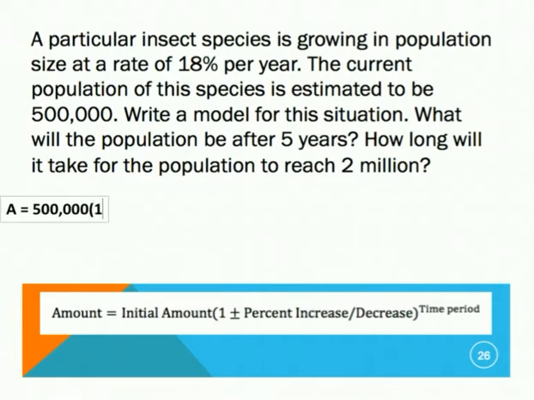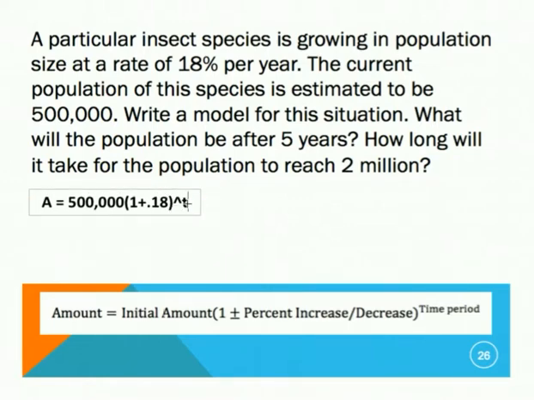And then it's 1, and it's either plus or minus. So if we have something that's increasing, it's going to be plus. And I do have something that's increasing. And then it's 18%, so I would write that as 0.18. And then this is just going to be to the power of time, or t. Make that a little bigger. So that's going to be my formula right there.